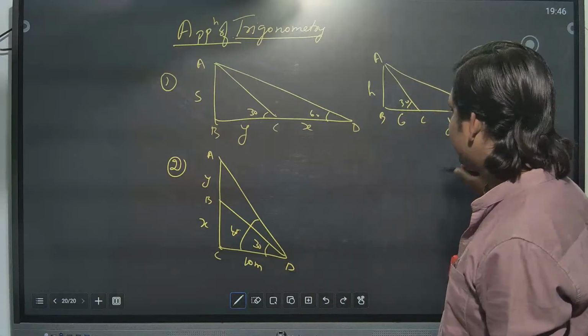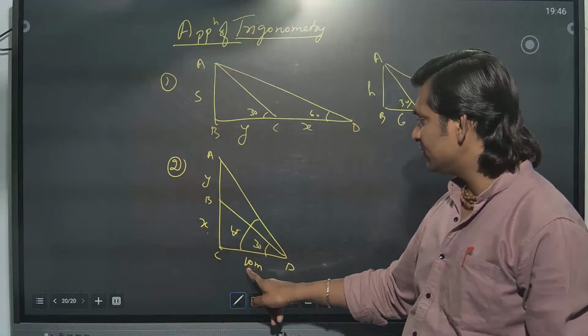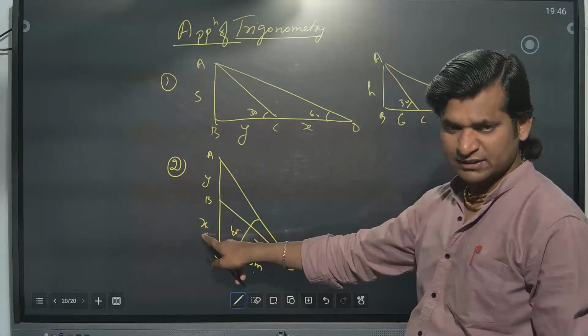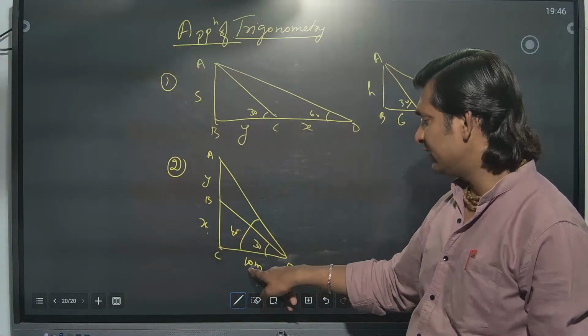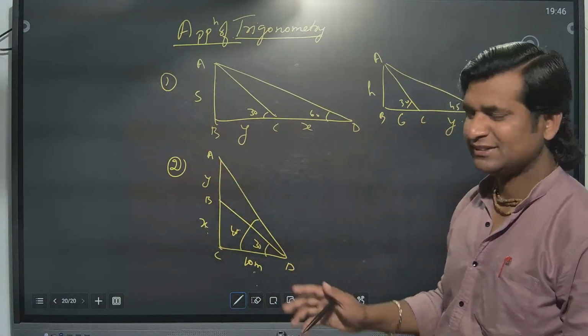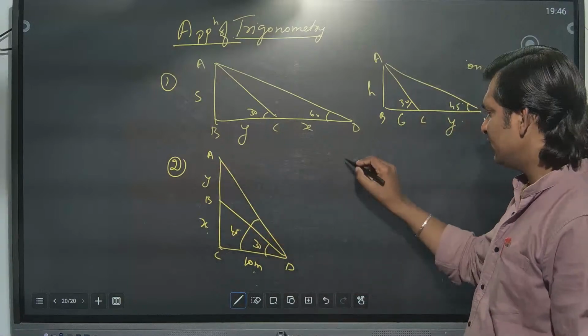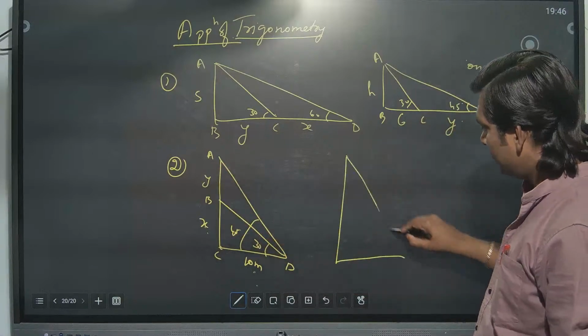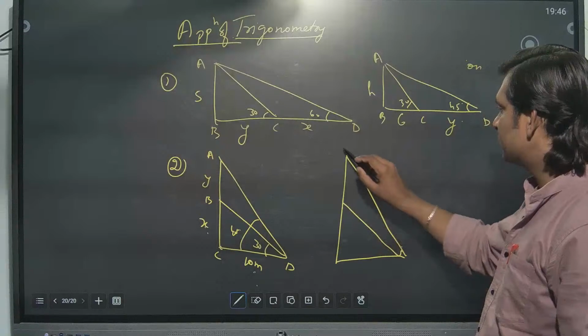Third type: if this is given, this is not given. If this is given, this is not given. Then you have to find this, then you have to find this. Same way. In this only, they can jumble the values.